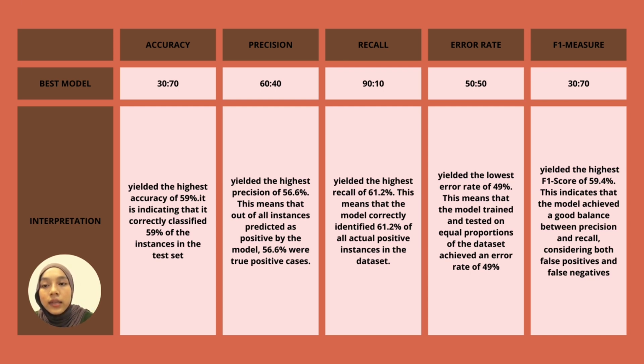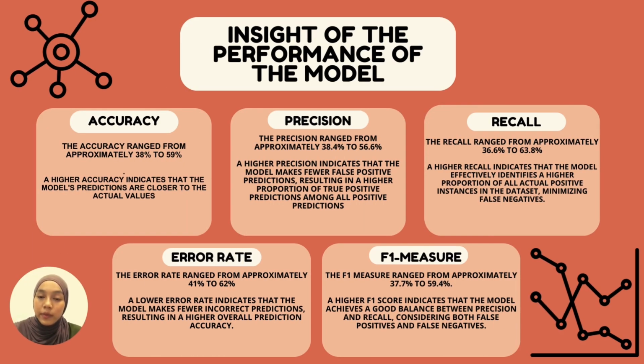And for the error rate, it yielded the lowest error rate at 49%. This means that the model trained and tested on equal proportions of the dataset achieved an error rate of 59%. And lastly, for the F1 measure, it yielded the highest F1 measure of 59.4%. This indicates that the model achieved a good balance between precision and recall, considering both false positives and false negatives. Next, let's take a look at the insights of the performance of the model.